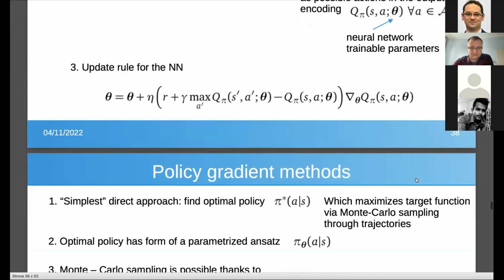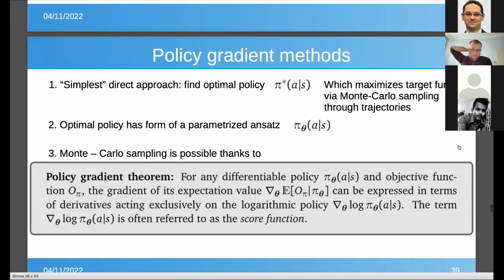And the second approach for the reinforcement learning algorithm is called policy gradient methods. This approach is based on Monte Carlo sampling of the different trajectories. So basically, we sample many different trajectories. We play the game. We track the total reward after each episode. And we want to maximize the expectation value over many, many different episodes. And the crucial thing in the policy gradients is that we parameterize our policy pi as some ansatz, which depends on the trainable parameters theta.